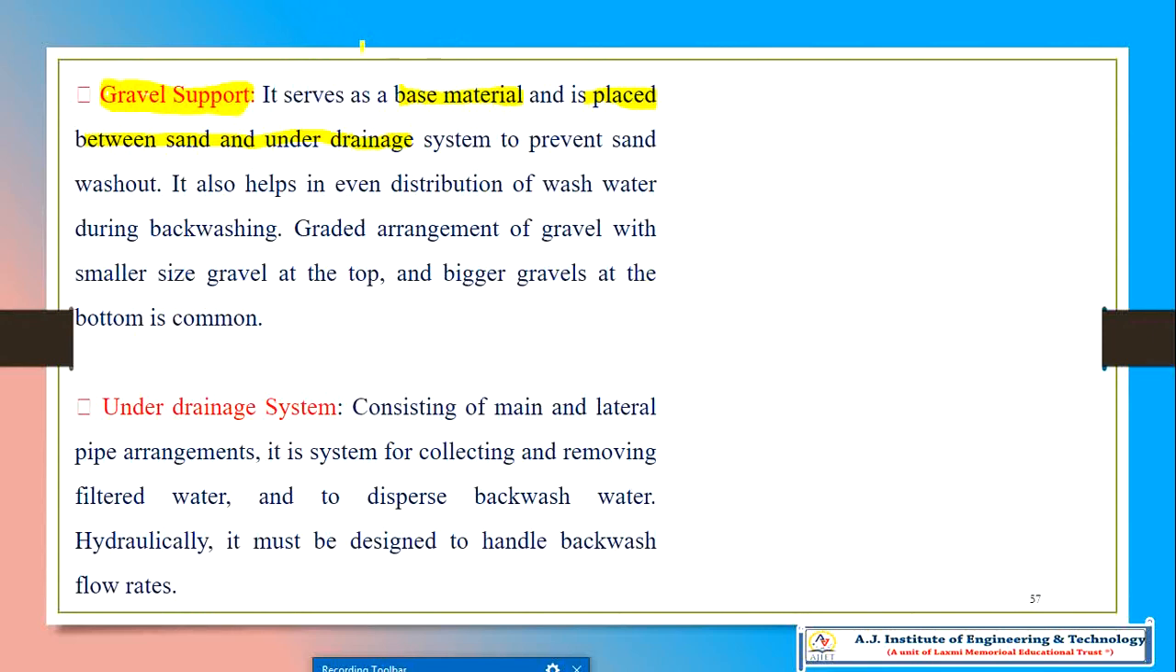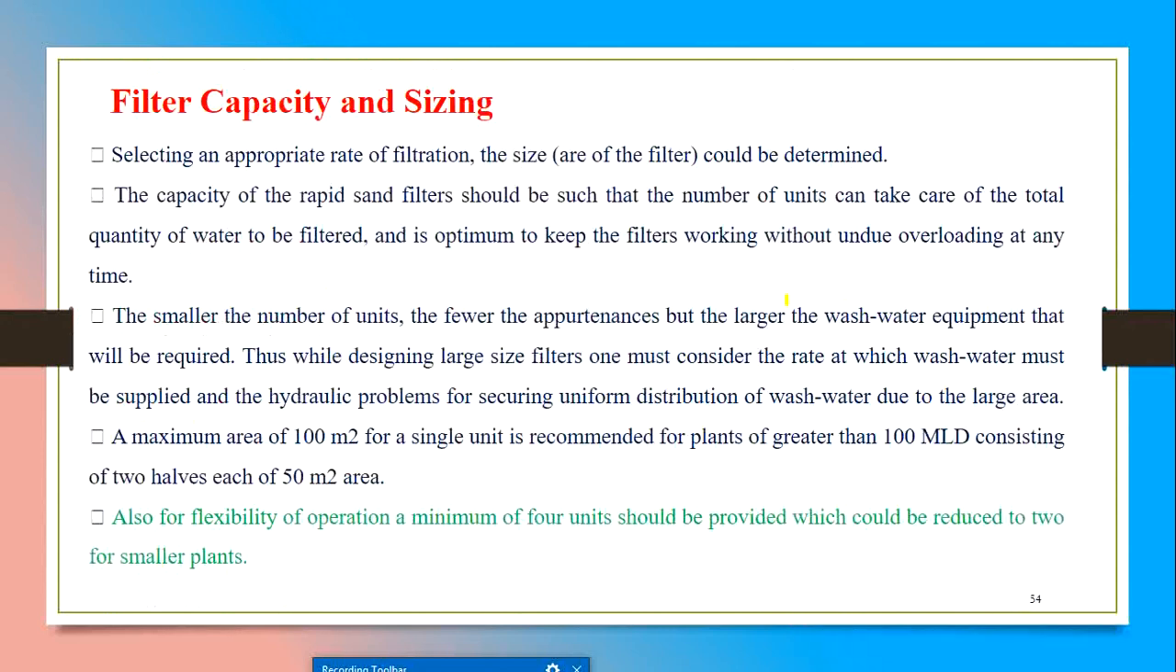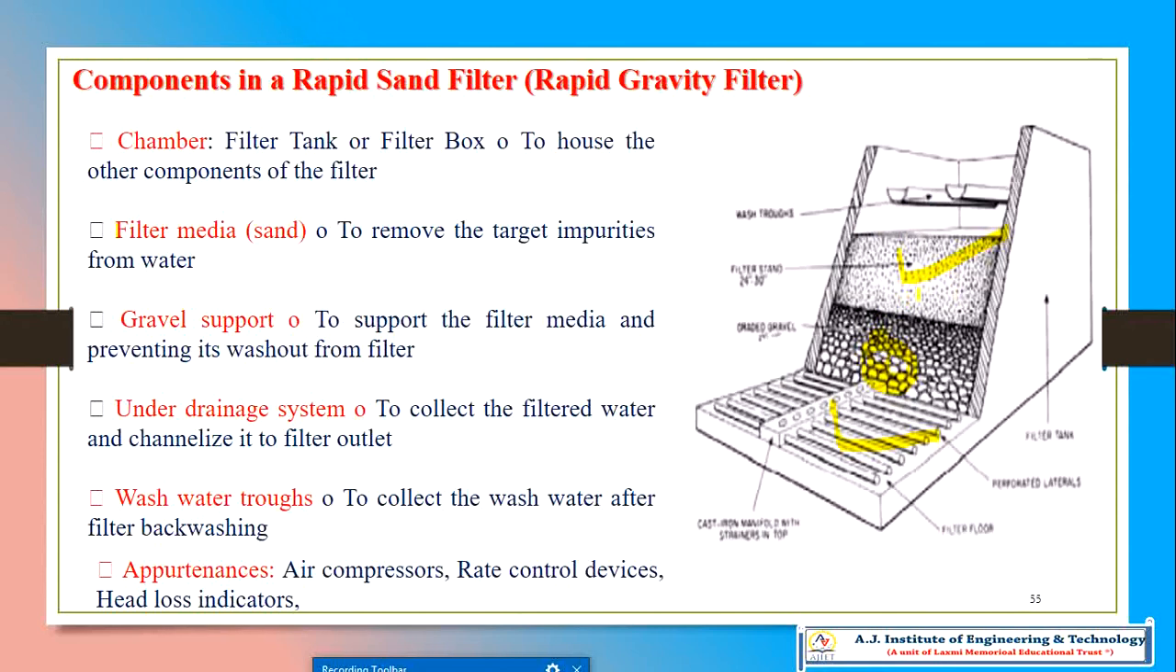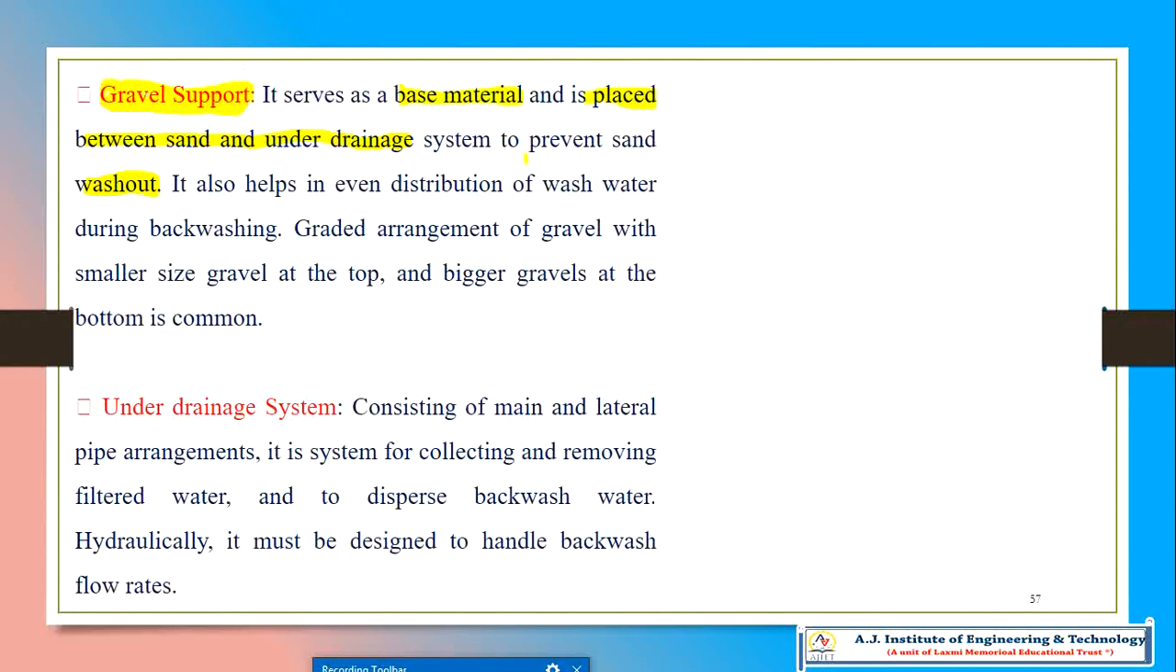That is what is mentioned here. It is placed between the sand and the under drainage system to prevent sand washout. The sand will not be washed out into the under drain. This gravel will support the sand, so there will be no washout of sand with the water flow. Besides preventing washout, it helps even distribution of the wash water during backwashing. A graded arrangement of the gravel, with a smaller size of gravel at the top, should be there, so you can see the figure clearly here.